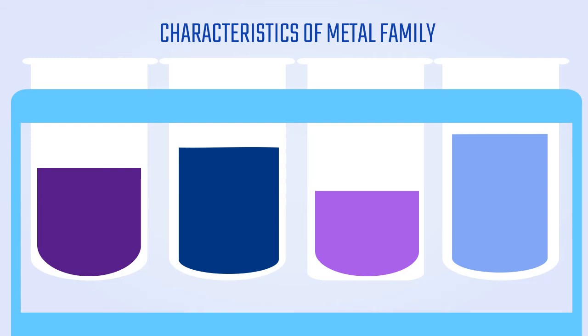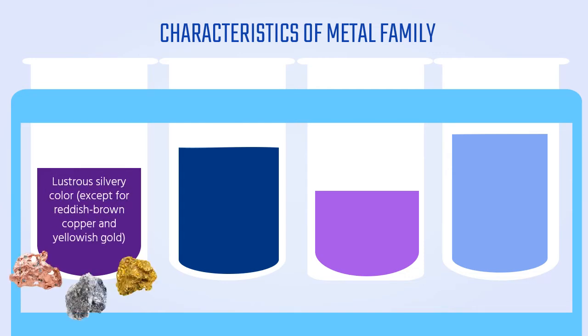All right, so let's talk about the metals. We're going to talk about each of the groups of elements, the metals, the nonmetals, and the semi-metals. Today, we're just going to talk about the metals. So let's talk about some characteristics of metals. First of all, metals typically have a lustrous silvery color, with the exception of reddish-brown copper and yellowish gold. You see here on the far left, that's the copper, so it has a brownish reddish color. And over here you have gold, which is yellow, but most metals are this silver color. So this is copper, gold, and this is actually the element silver right here.